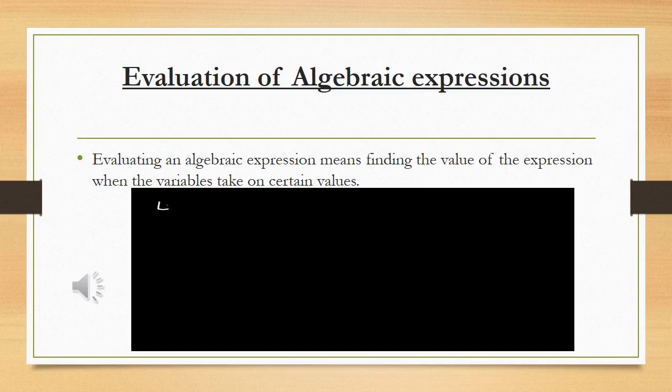Now, this is going to be the last example. So the expression is 4 times x plus y minus z divided by 3. And let's say x is 3, y is 4, and z is 12. Go ahead and evaluate the expression.